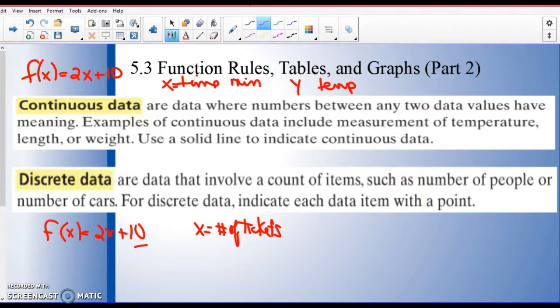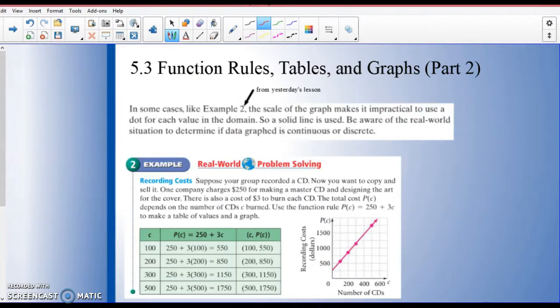Does that make sense to you? This graph, continuous, would be a line, because as time increases, temperature increases at a steady rate. This one, as the number of tickets increases, it goes up by $2. It doesn't go up by 1 cent or part of a cent. It goes up by $2. So this would look like a whole bunch of dots. And we're going to look at an example.